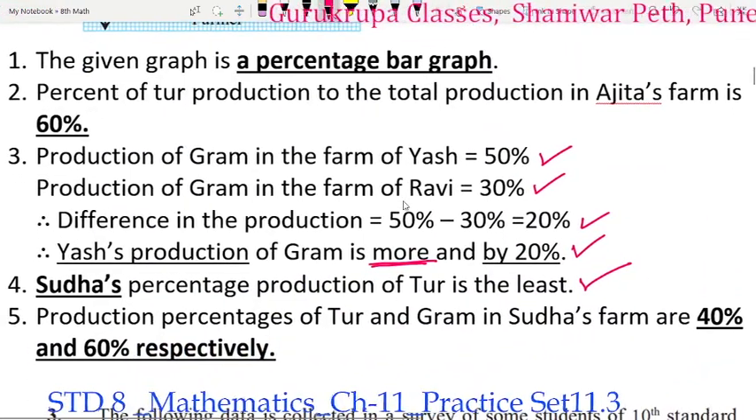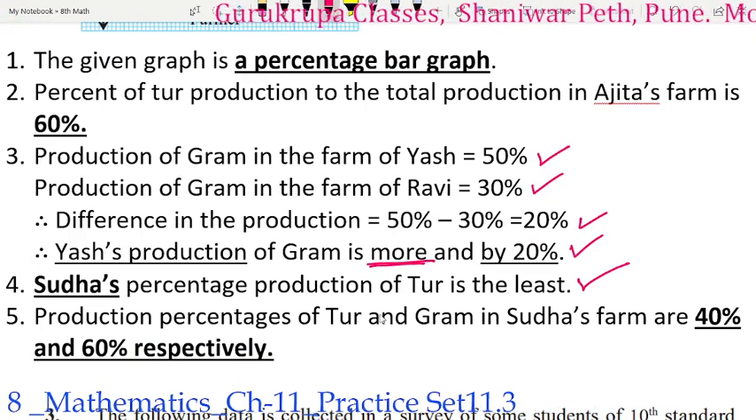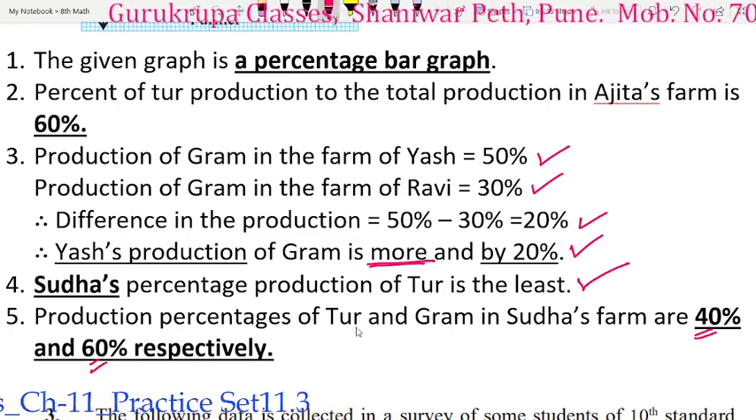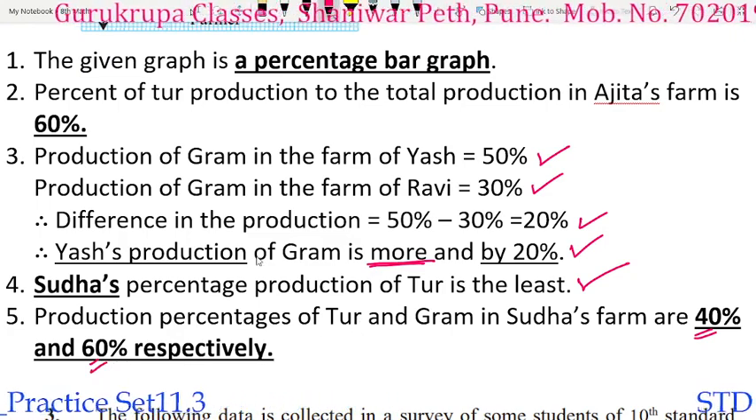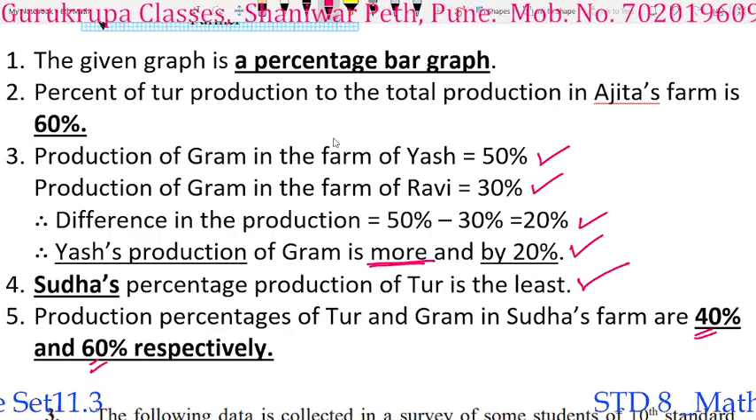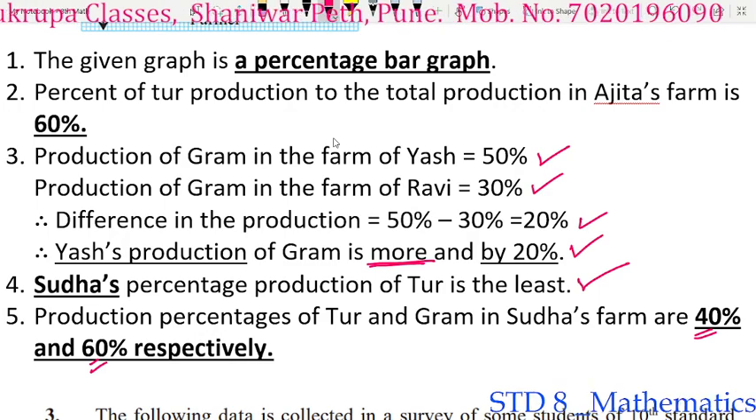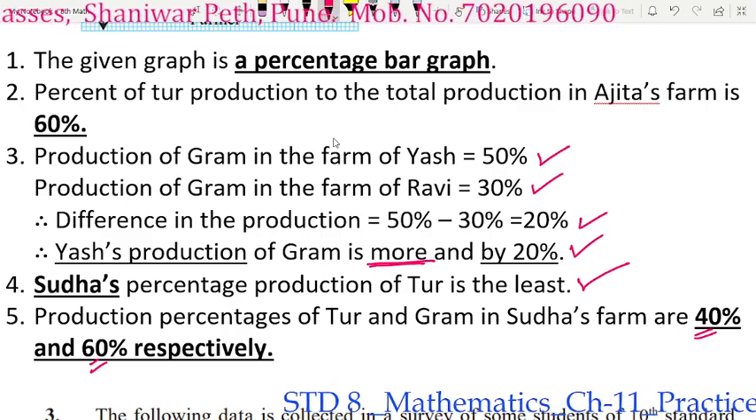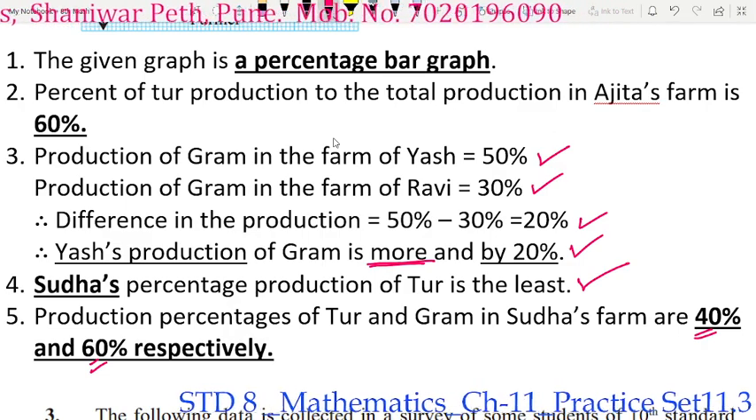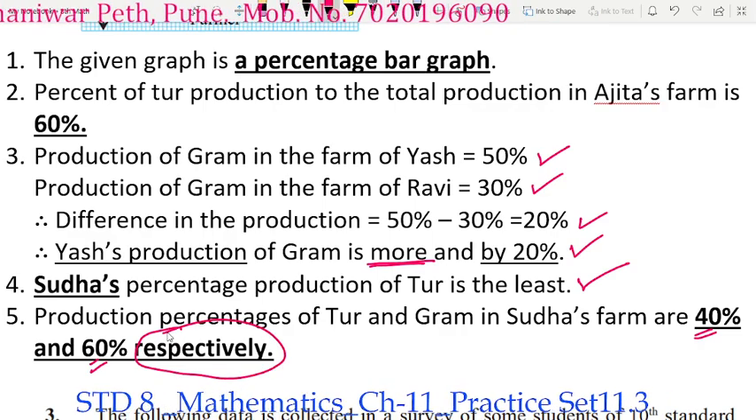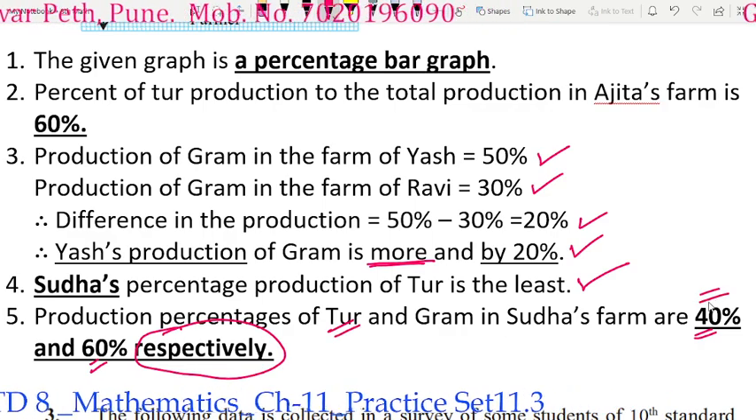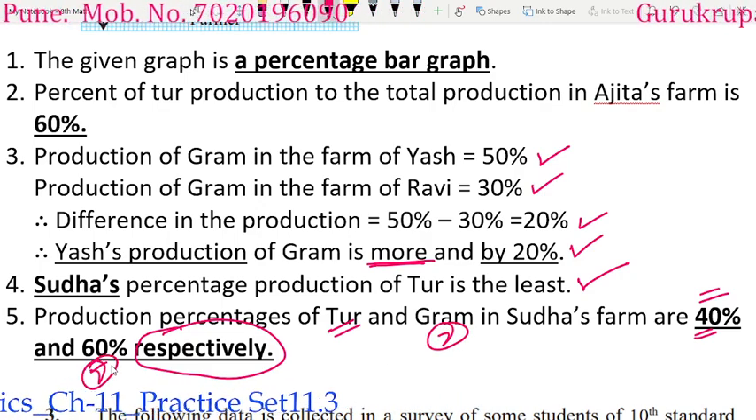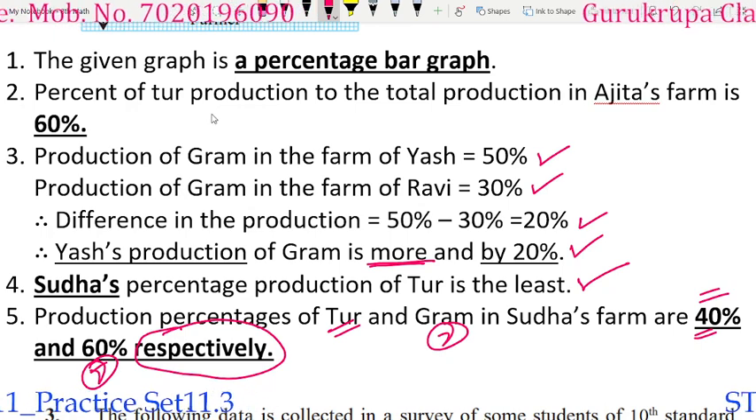So here all the answers are provided to you. Production percentage of tur and gram in Sudha's farm is 40% and 60% respectively. So tur is 40% and gram is 60%. You can write it in separate lines also. Production percentage of tur is 40% and production percentage of gram is 60%. Here, when the answer is given in one line and the word respectively is given, the first is tur, so the first number 40 means 40% of tur. Second is gram, so the second number is 60, so 60% is the percentage of production of gram.